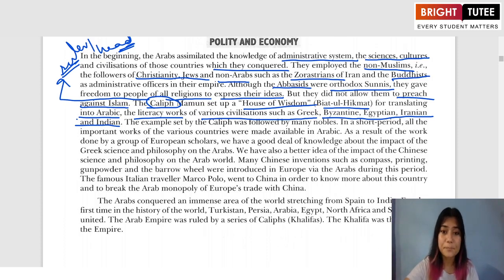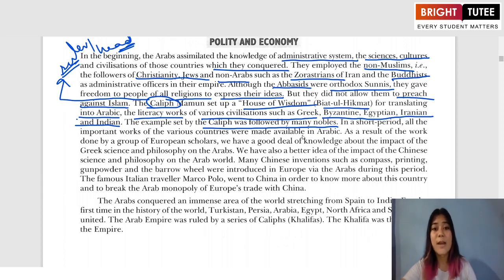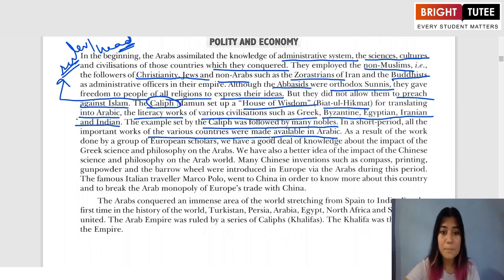That kind of translation was also done. The example set by the Caliph, the ruler, was followed by many nobles. So the examples and inspiration provided by these caliphs were followed by other nobles or the successors of those caliphs. In a short period, all important works of the various countries were made available in Arabic. So important literary works available in various parts of the world were translated into Arabic. As a result of the work done by a group of European scholars, we have a good deal of knowledge about the impact of Greek science and philosophy on the Arabs.